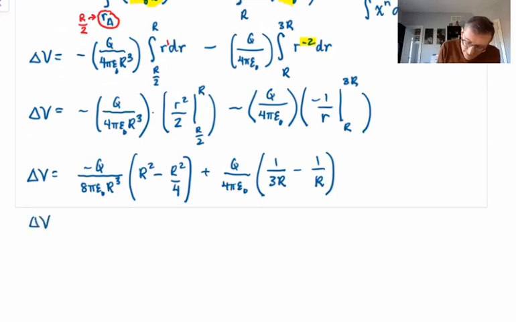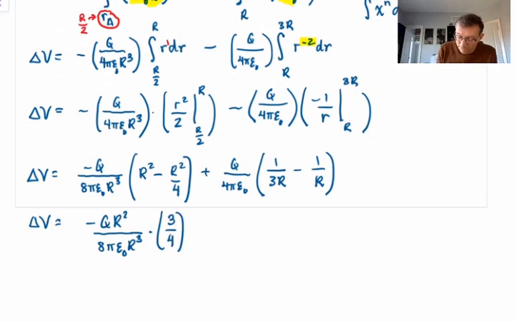Next thing I did in the first integral was factor a big R squared from the parentheses, and it goes out front upstairs. Then I'm left in the parentheses with just 1 minus 1/4. That's 3/4. Then plus q over, now let's factor a big R downstairs. And then what we have in the parentheses is 1/3 minus 1, which is 1/3 minus 3/3, which is negative 2/3.